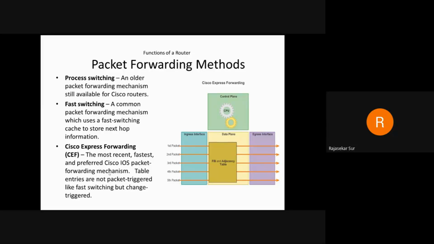But the latest method is called the Cisco Express Forwarding method. Actually, this is an algorithm. Express forwarding is a very beautiful algorithm, how it is processing, but we are not studying that. Now, this is the most recent, fastest, and preferred Cisco IOS packet forwarding mechanism. This method is the very latest, fast, and mostly preferred method. In this method, table entries are not packet triggered like fast switching, but change triggered. So there is a concept called change triggered that will be used.